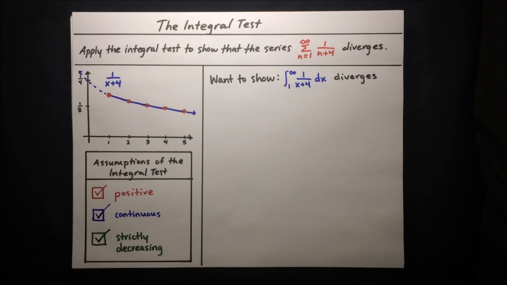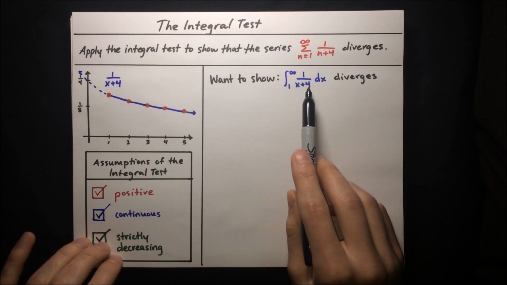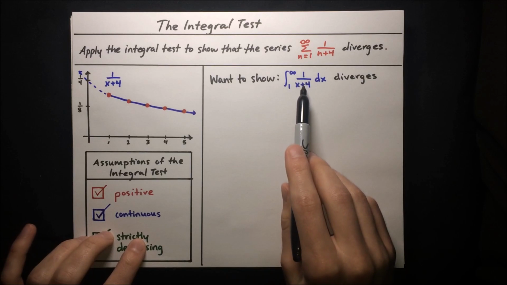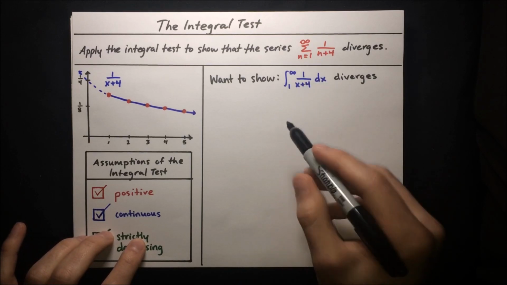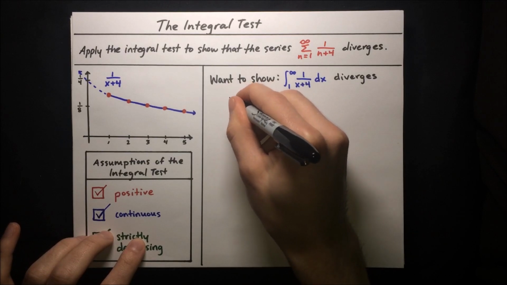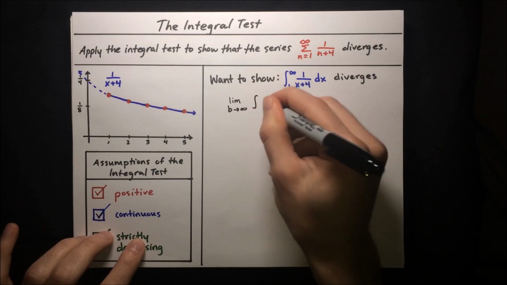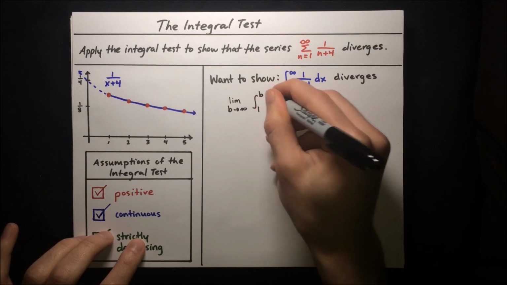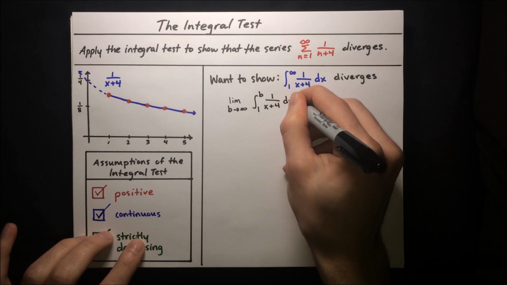Great, so we've satisfied all the assumptions of the integral test, and we can go ahead and compute our integral, and provided the integral diverges, we know that the series diverges. So computing the integral, this is really a limit. It's the limit as the upper bound b goes to infinity of the integral from 1 to b of 1 over x plus 4 dx.